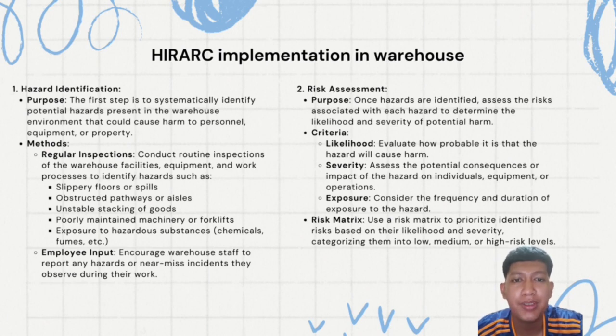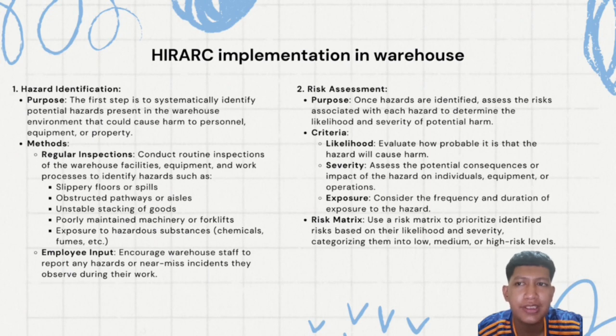Lastly, hazard implementation in the warehouse. First, hazard identification. Purpose: the first step is to systematically identify potential hazards present in the warehouse environment that could cause harm to personnel, equipment, or property. Method: regular inspection.